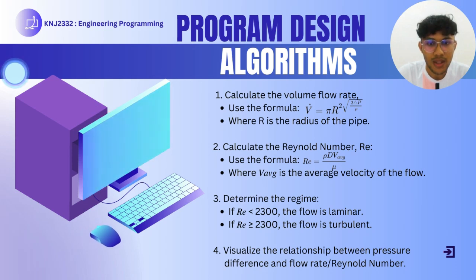After that, we need to determine the regime. If the Reynolds number is lower than 2300, the flow is laminar. But if the Reynolds number is bigger than or equal to 2300, the flow is turbulent. After that, we need to visualize the relationship between pressure difference and flow rate over Reynolds number.